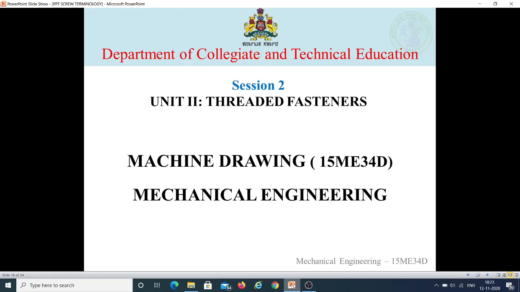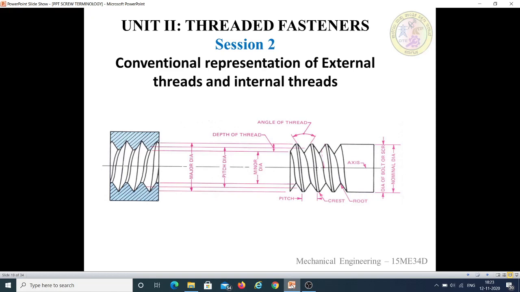Session 2 Threaded Fasteners. The true projection of a threaded portion of a part consists of a series of helices and it takes considerable time to draw it. So it is usual practice to follow some conventional method to represent the screw threads. Conventional representation of external and internal threads as recommended by the International Organization for Standardization, that is ISO.